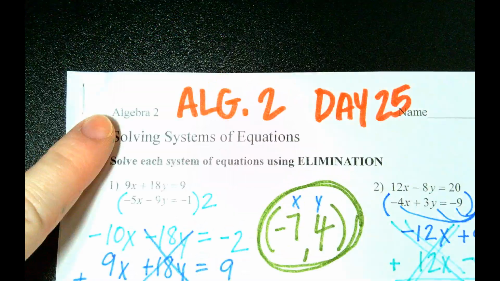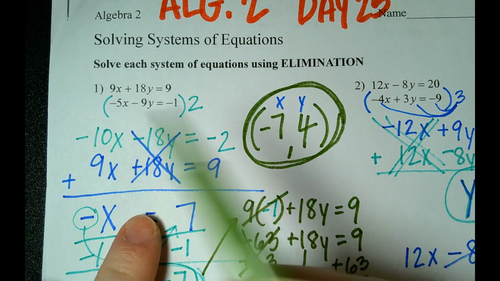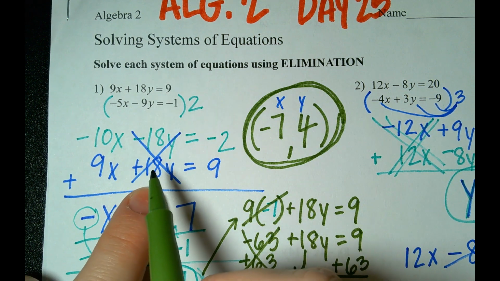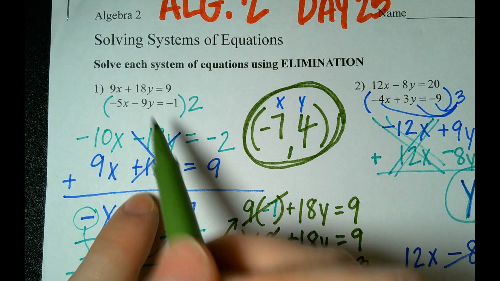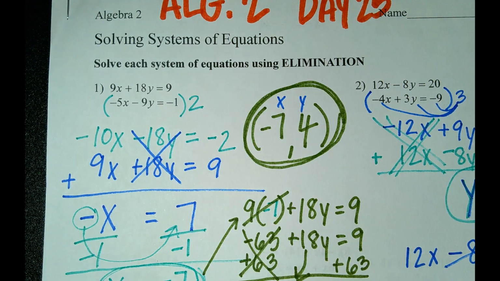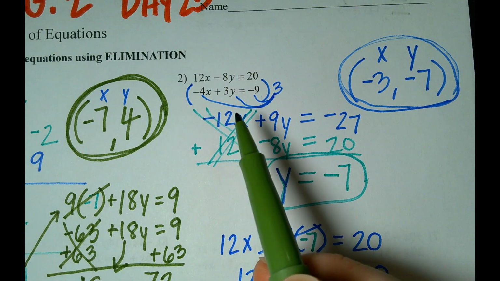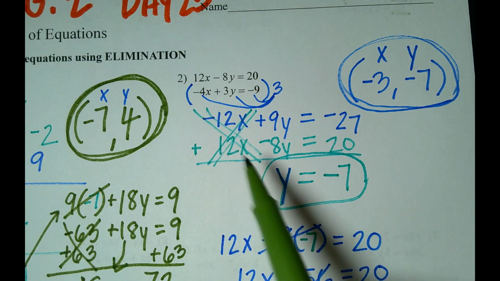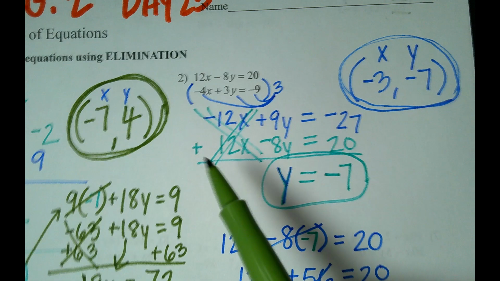The reason we didn't have to multiply by a negative number in these last two problems is because whenever I multiplied, like in number 1, I started with a positive 18y and a negative 9y. When I multiplied that by 2, I got negative 18y and positive 18y. They canceled because they had different signs. Same here with the 12s. I have a negative 12x and a positive 12x. They only cancel because they have different signs. Because when I add negative 12 to positive 12, that equals 0.